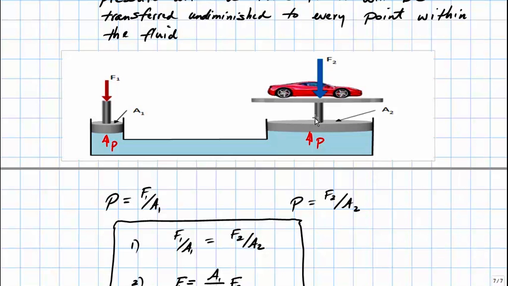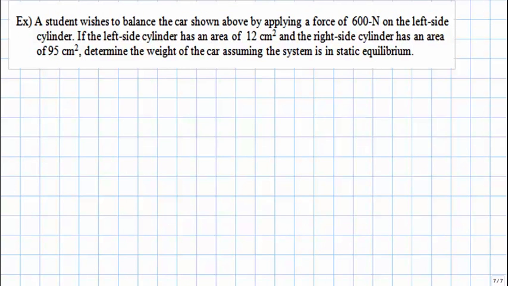We will apply Pascal's principle within the following application. In this application, a student wishes to balance the car shown above by applying a force of 600 newtons on the left side cylinder. If the left side cylinder has an area of 12 square centimeters and the right side cylinder has an area of 95 square centimeters, determine the weight of the car, assuming the system is in static equilibrium.